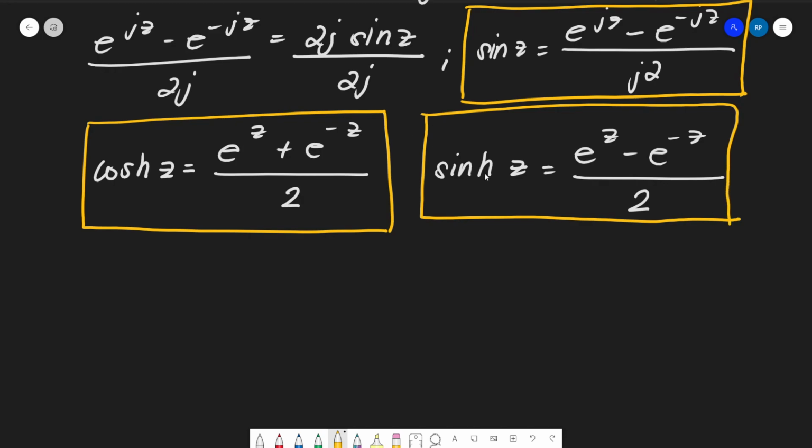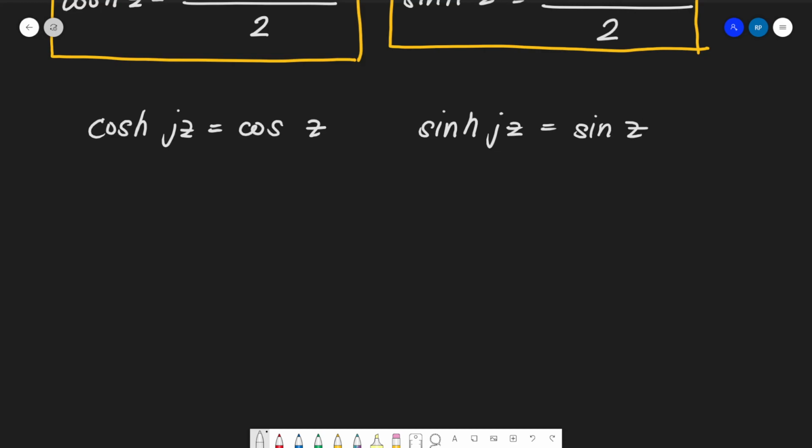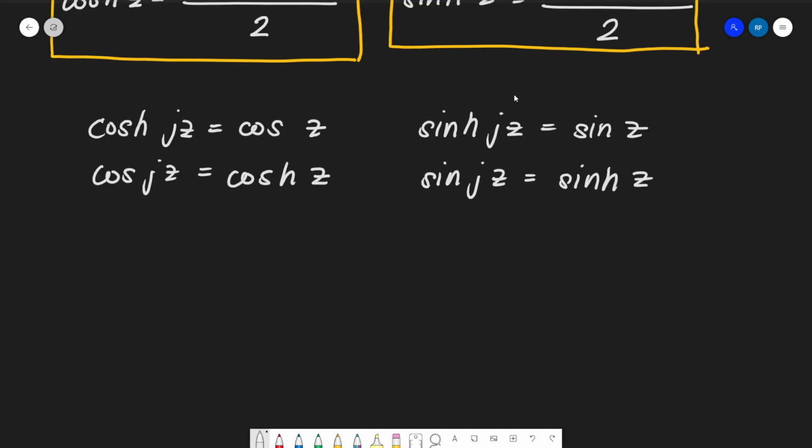We also have identities. Hyperbolic cosine jz is equivalent to cosine z, and hyperbolic sine jz is equivalent to sine z. The same way, if we have cosine jz, we have cos z, and if we have sin jz, this is equivalent to sin z. Those are the two equalities for trigonometric and hyperbolic.